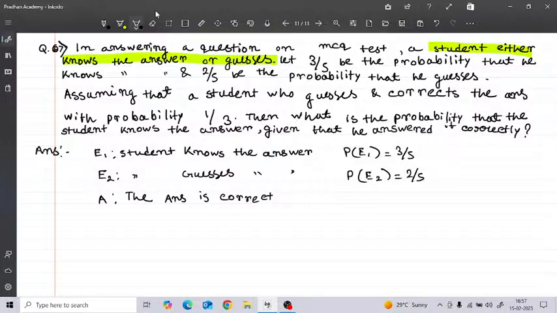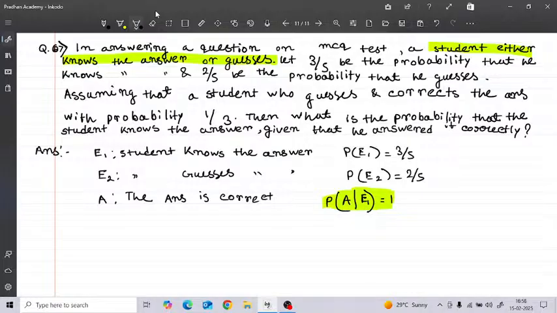Now let A be the event which denotes that the answer is correct. You can easily see that if a student knows the answer, then he will definitely answer correctly. It is obvious that if a student knows the answer, he will definitely get it correct. So this is a certain event, and we know that the probability of a certain event is nothing but 1. This is an important case: the student answers correctly given that the student knows the answer, so the probability is 1.